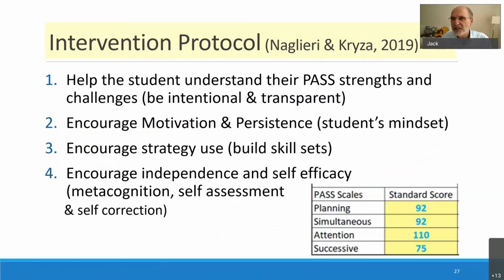Usually, when you get to intervention, you're not going to have the same kind of things that I'm going to show you next. So here's an intervention protocol. This is also something I developed with my colleague, Kathleen Kryza. So what's the first step?